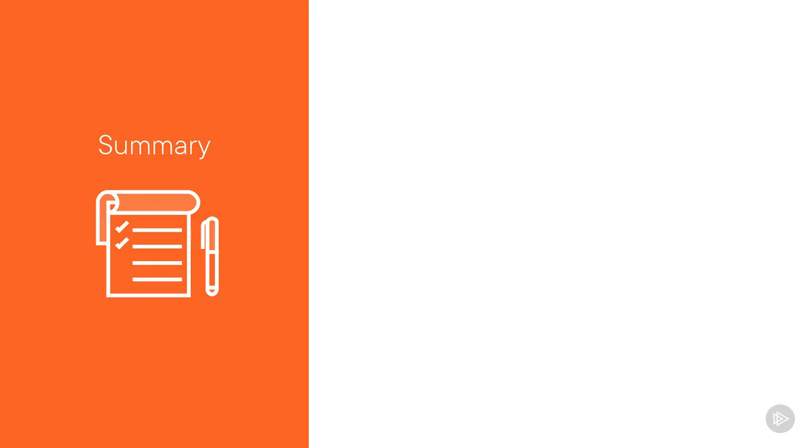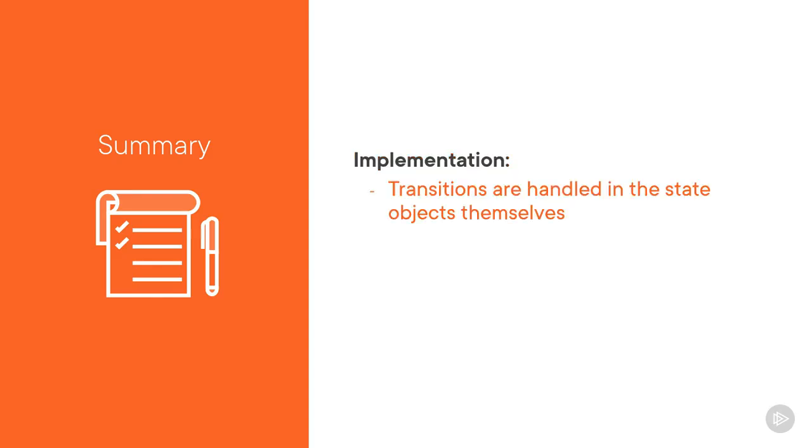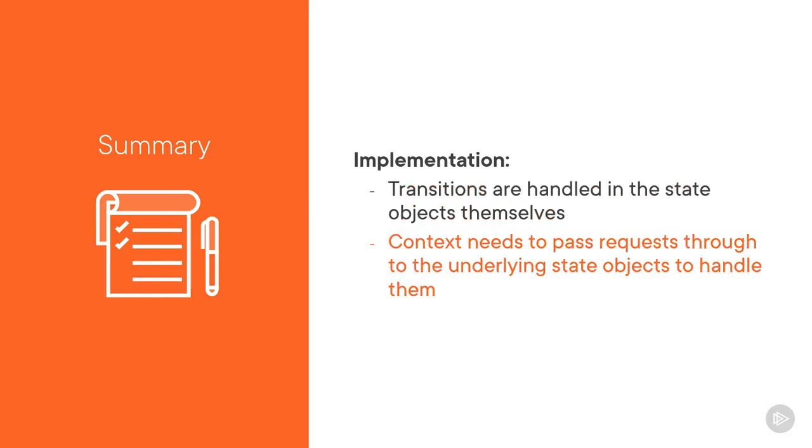As far as implementation goes, remember that it's in the state objects themselves that the transitions to a new state are handled. That means that each state object needs a reference to the context class. What's also important to remember is that requests on the context that either need to take state into account or can result in state transitions are handled by the state objects. So the context needs to pass these requests through to the underlying state objects to handle them. That essentially means that you need methods to handle these requests on the abstract base class.